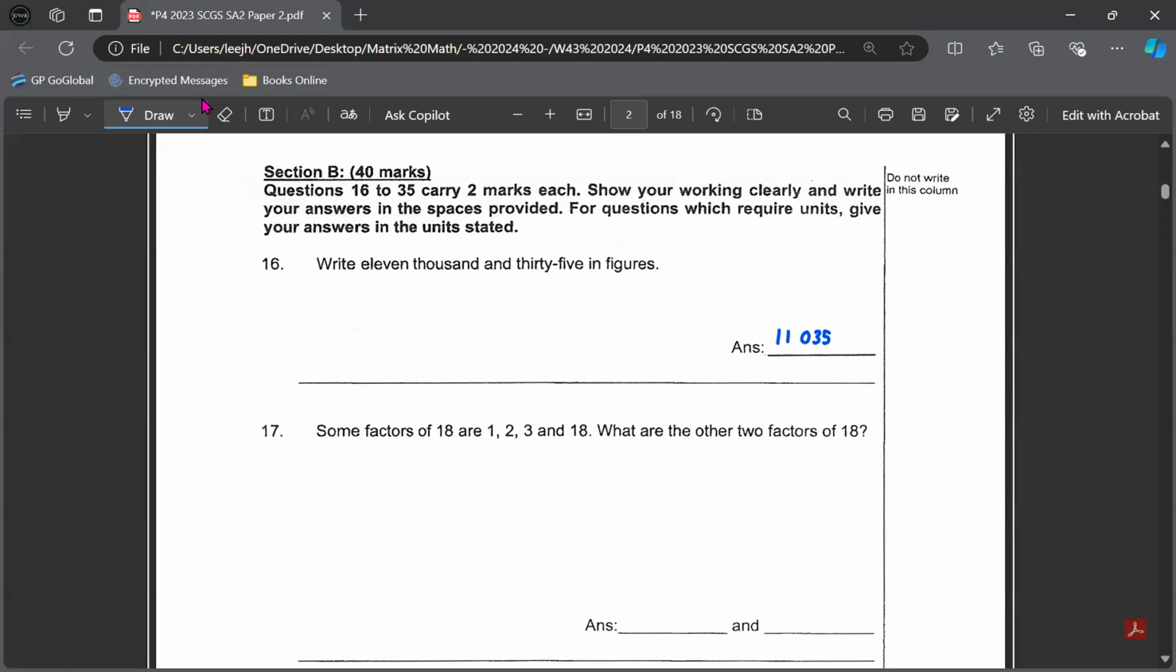Question 17. Some factors of 18 are 1, 2, 3, and 18. What are the other two factors of 18? So we need to list down the factors of 18 in order to see what they are. So it's 1 and 18, right? 2 and 9, 3 and 6. If I list out the factors of 18, it is 1, 2, 3, 6, 9, and 18. So I have already got 1, 2, 3, 18, which means I'm missing number 6 and number 9. So the other two factors will be 6 and 9.